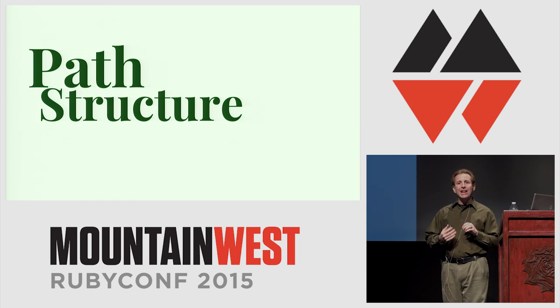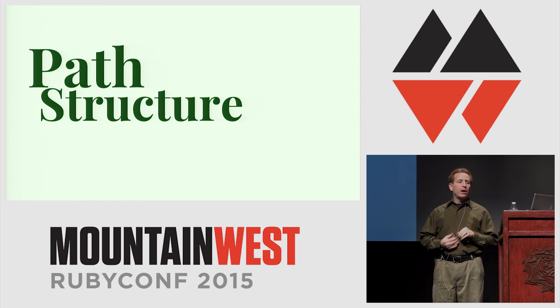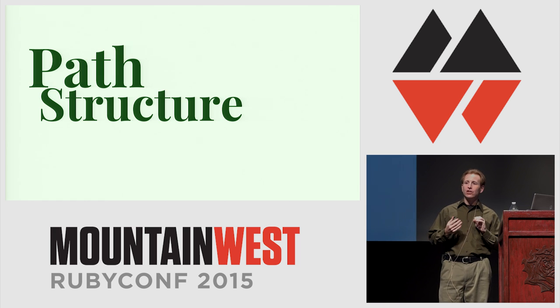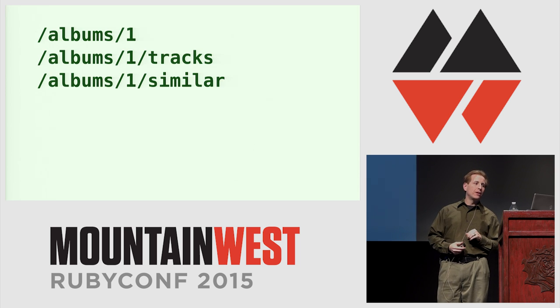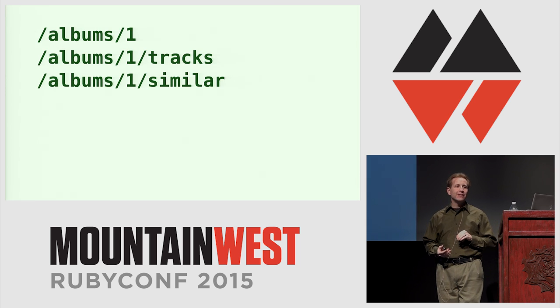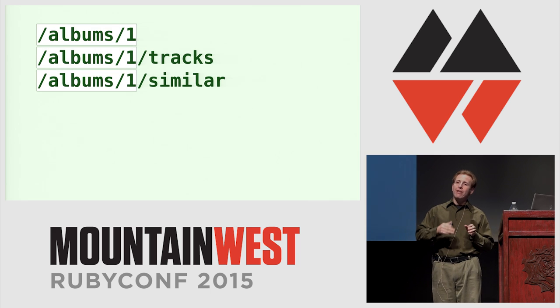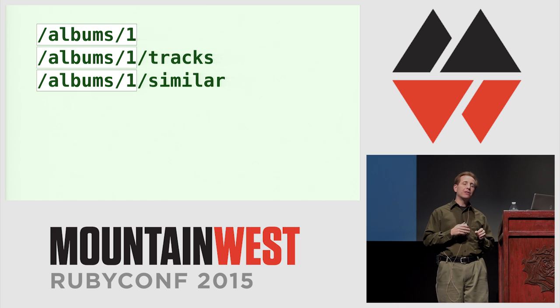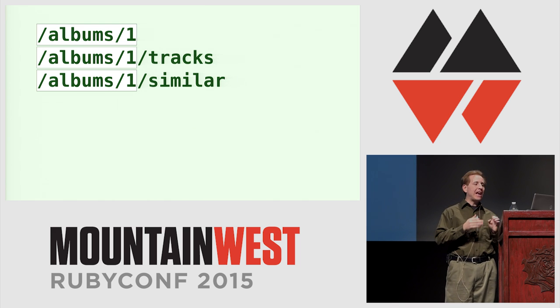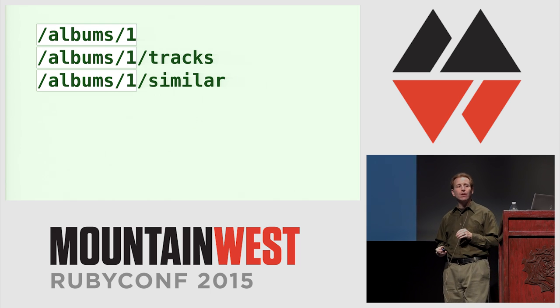Note that in order to extract maximum benefit from using a routing tree, you need to structure your paths in such a way that they are naturally routing tree friendly. And these days, this type of path structure is pretty natural. If you structure your paths like this, they are naturally routing tree friendly. And that's because as soon as the routing tree has routed the album's one prefix, it can retrieve the album from the database so that all routes under the album's one branch can share it.